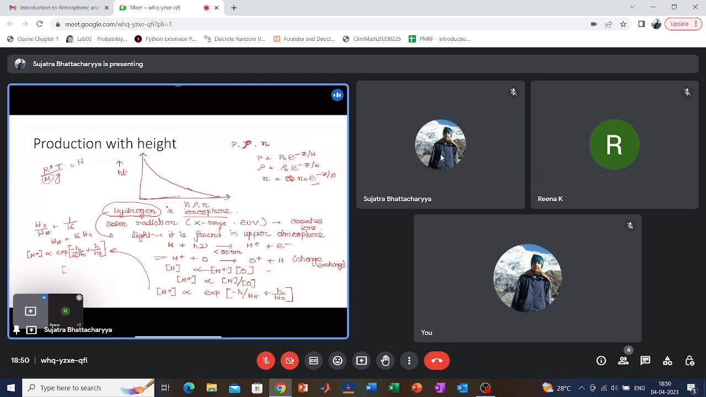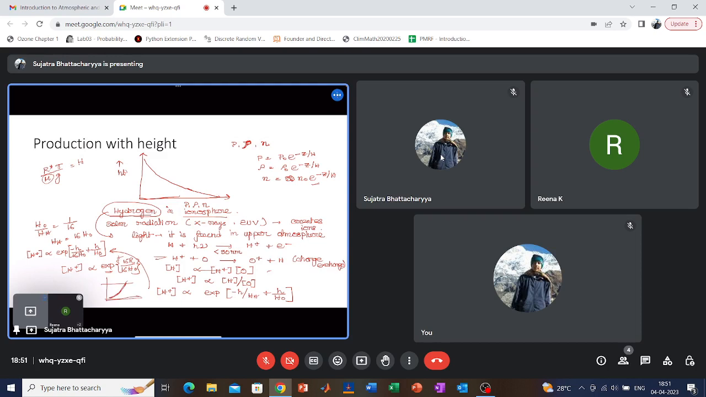Therefore, H plus will be proportional to exponential of 15H divided by 16H0. Although this is small, the exponential has a positive sign. Therefore, there is an increment, you can see, but within the ionosphere layer, remember, there is an increment. Fine.